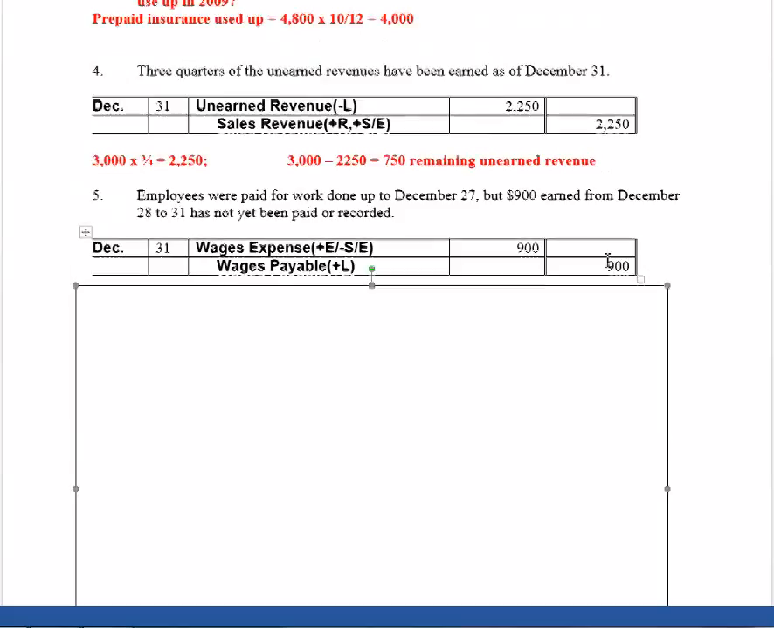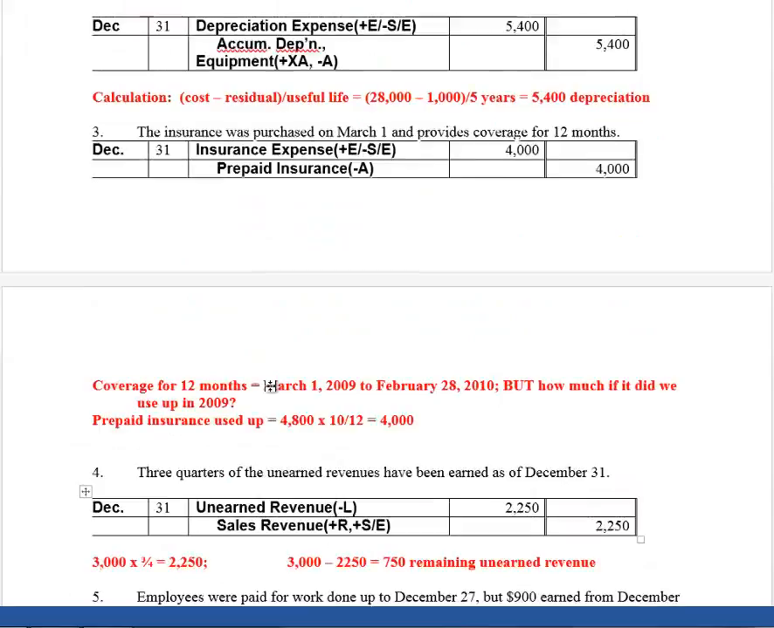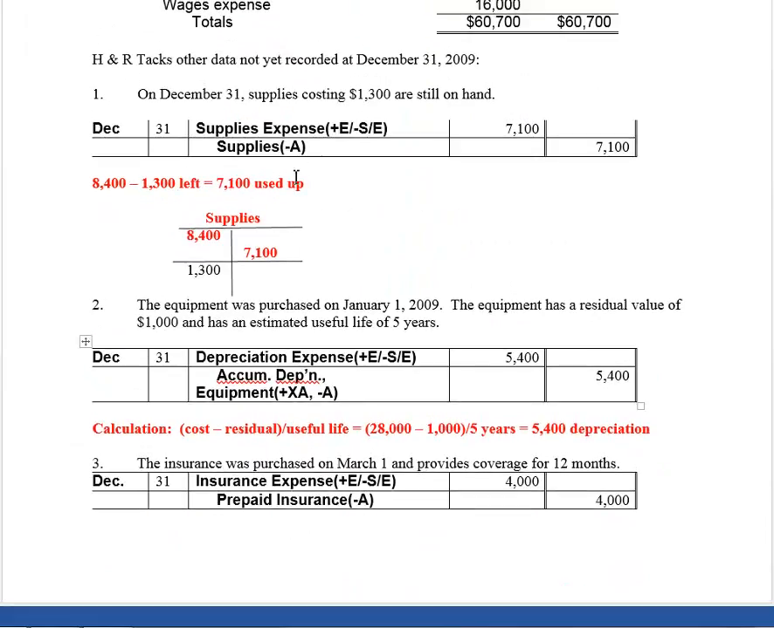Notice so far, by the way, that none of these adjusting entries, if you go back through, none of them have affected cash. That's a key characteristic of adjusting entries. None of them will have cash in them.